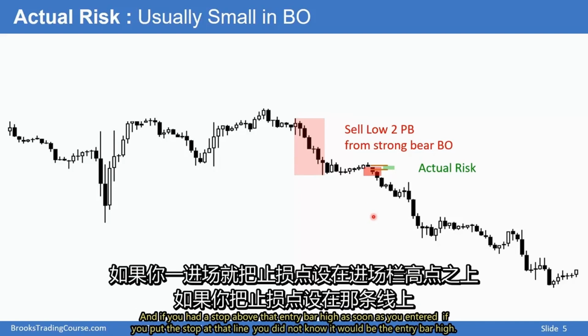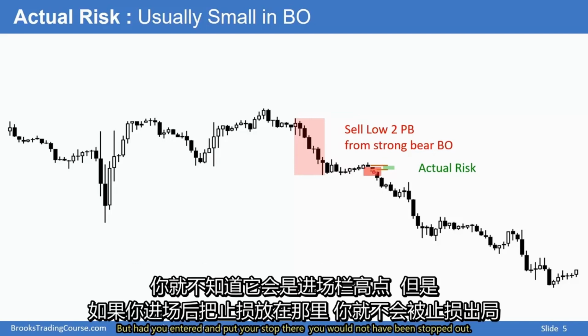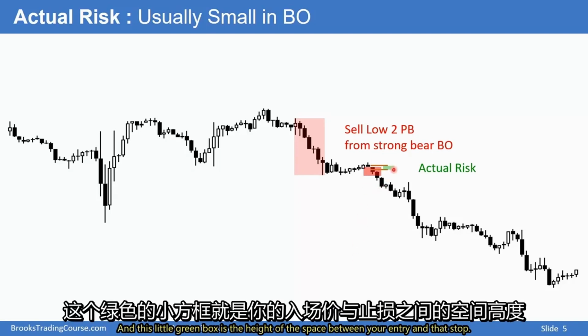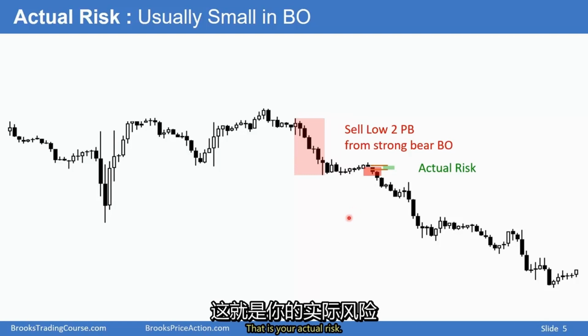And if you had a stop above that entry bar high, as soon as you entered, if you put the stop at that line, you did not know it would be the entry bar high, but had you entered and put your stop there, you would not have been stopped out. In hindsight, that is the tightest stop that you could have used to avoid being stopped out. And this little green box is the height of the space between your entry and that stop. That is your actual risk.